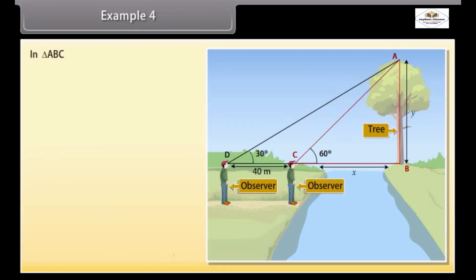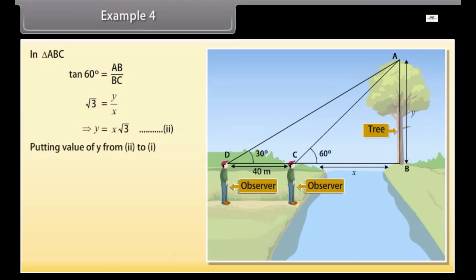In triangle ABC, tan 60 degrees is equal to AB upon BC, that is, square root of 3 equals y upon x, which implies y is equal to x into square root of 3. Equation 2. Putting the value of y from equation 2 into 1, we get x plus 40 is equal to x into square root of 3, whole into square root of 3, which equals 3x.